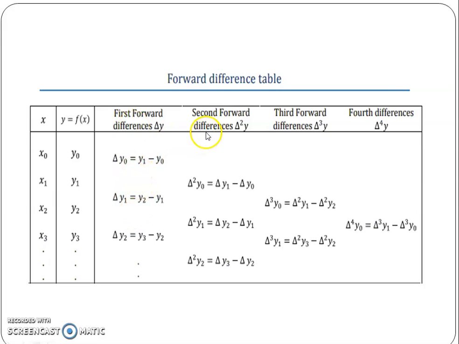Then second order difference. This is the difference between first order differences: second first order difference minus first order difference. So that is del square y0. Similarly, del square y1, del square y2, likewise. Third forward difference is from the second forward differences, that is second order difference minus first one, and likewise fourth order.